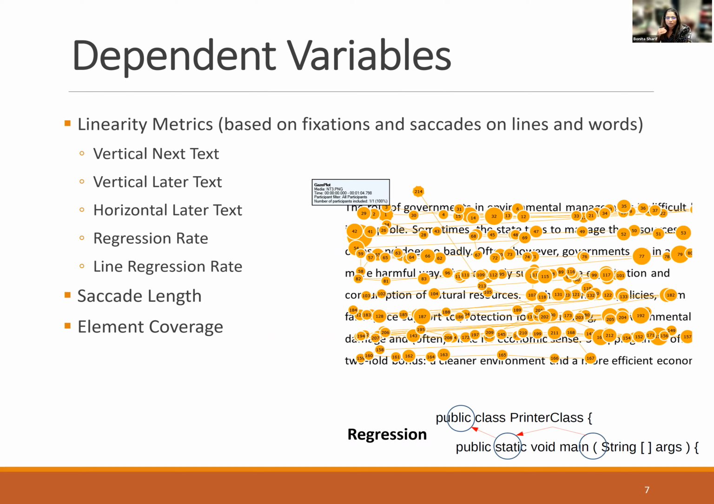We also looked at regression rate, which is the backward saccades of any length, and then the line regression rate, which is the percentage of backward saccades within a line. We also calculated two additional metrics, but I'm not going to go into that in detail. I have listed the citations, so you can read that paper.